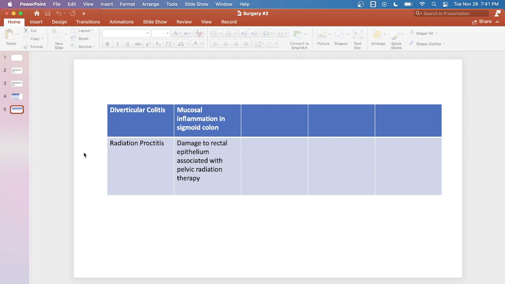Management for chronic radiation proctitis includes endoscopic thermocoagulation, sucralfate, and glucocorticoid enemas.